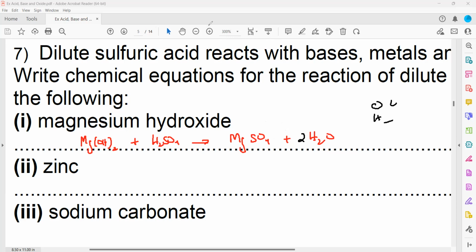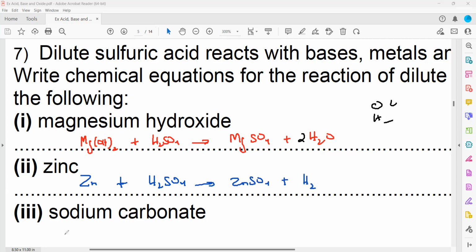When metal reacts with acid, it will give salt and hydrogen gas. So zinc plus sulfuric acid gives zinc sulfate, ZnSO4, plus hydrogen, which will be H2. This equation is already balanced.